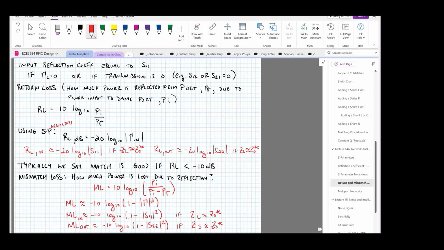And we can have mismatch loss at the input or the output. What this is telling us is I put a signal in, some of that signal gets reflected, never goes into the circuit. This tells me how much never got into the circuit, how much power was just purely bounced off of the input. Same thing at the output. If I send a signal out to the output, how much power gets bounced off and never shows up in the load.